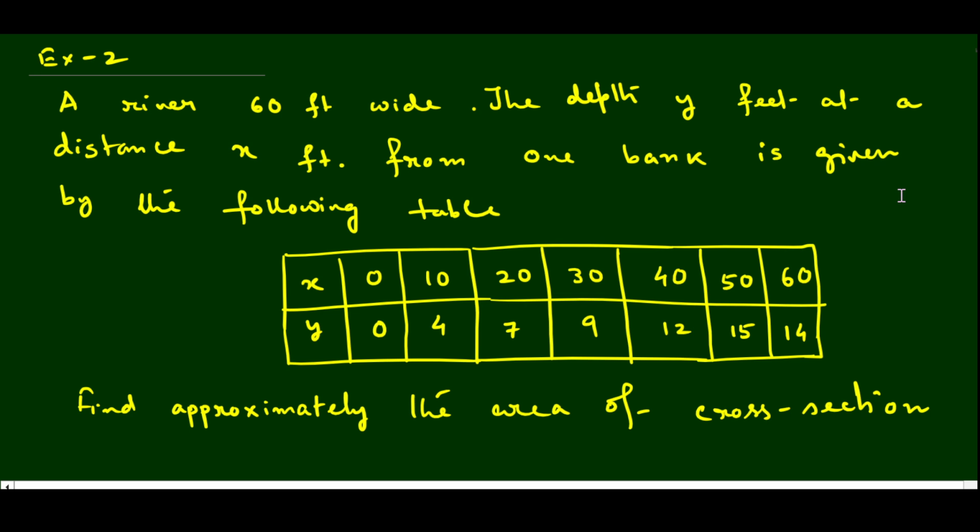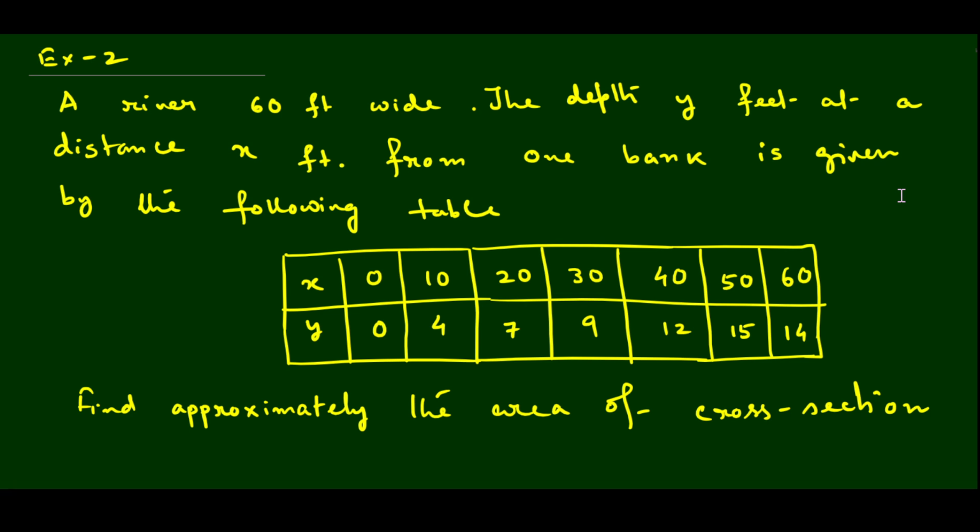Now let us take one more problem. A river 60 feet wide is given. The depth y feet at a distance x feet from one bank is given by the following table. So in the table, what is given? X is given, and parallelly y is given. X means the distance, and y is our depth. What to find? We have to find the area of cross section.